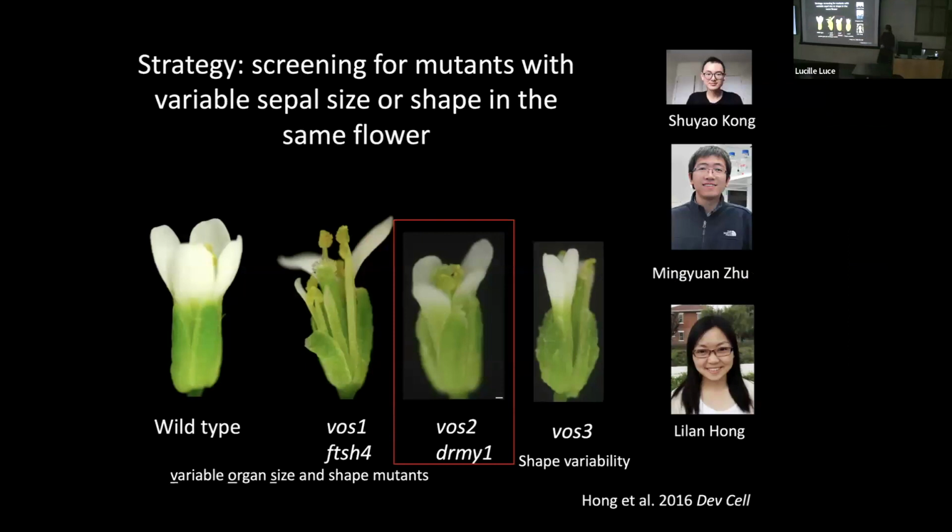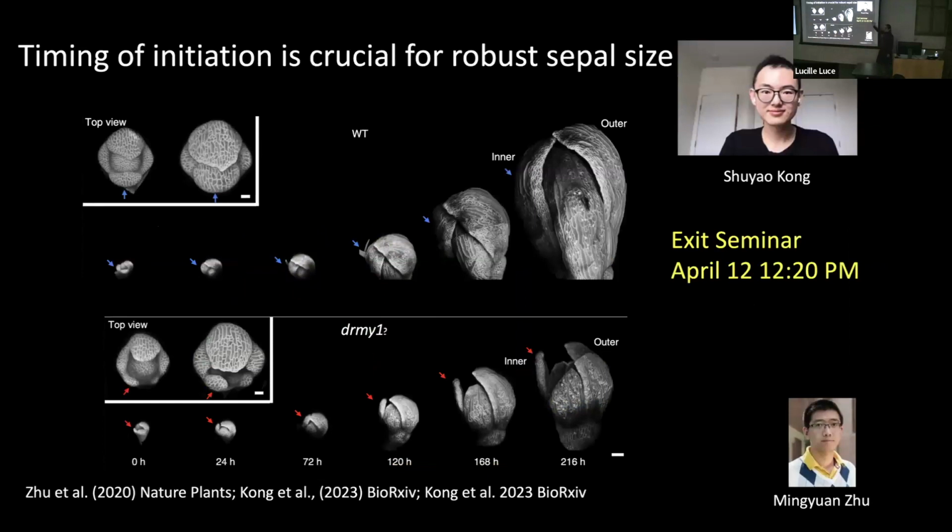If we look at VOS2, this is the work of my former graduate student Mingyan Zhu and my current graduate student Xuyao Kong. And Xuyao is giving his exit seminar on April 12th. So I'm not going to steal his thunder and tell you what he's done. He's got 2 beautiful preprints on bioRxiv that are in the process of hopefully getting published. But one of the key stories we have here is that timing is super important. Sepals need to initiate at the right time to be robust size. And you can see in wild type, the sepals initiate at the same time, and essentially at the same time, they grow and cover the flower bud, and they keep that same size all the way throughout development.